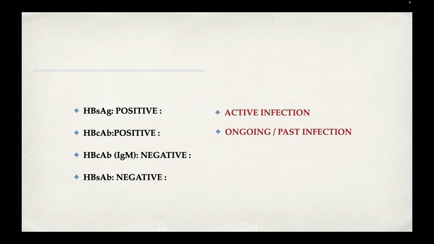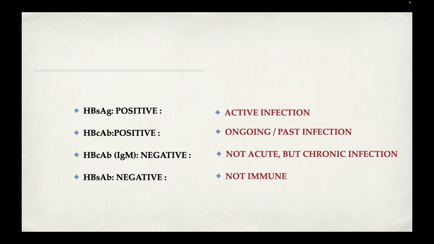But if you look at the immunoglobulin M to the hepatitis B core antibody, it is negative. So once the immunoglobulin M is negative, it tells us that the patient is not having an acute infection, but rather a chronic infection. And if you see the hepatitis B surface antibody, it is negative. And so this patient has not developed any immunity, however, is having a chronic infection. And so this patient, we say, is having a chronic hepatitis B infection. The next one, you may pause it and try it by yourself.